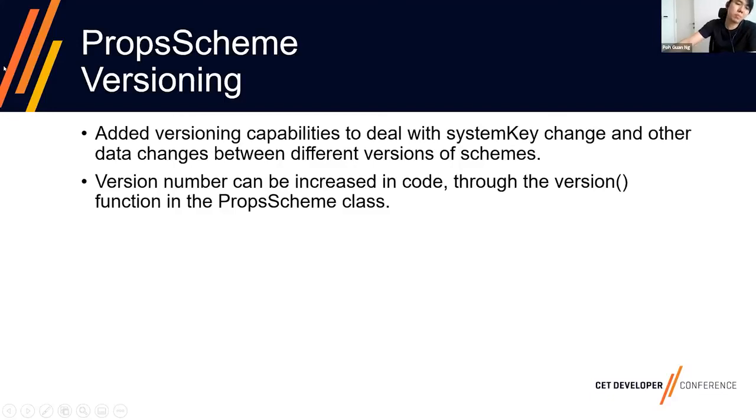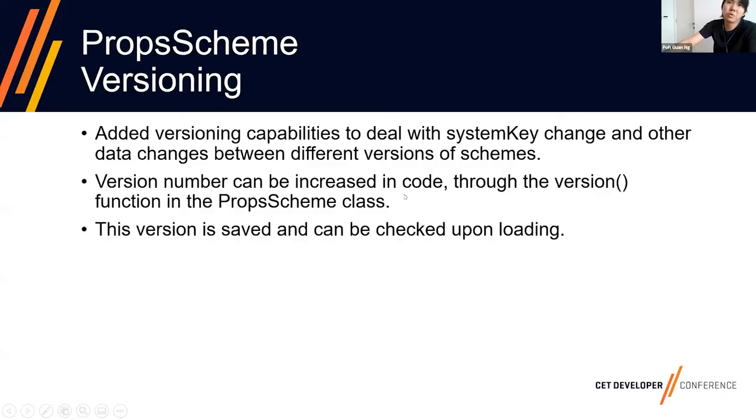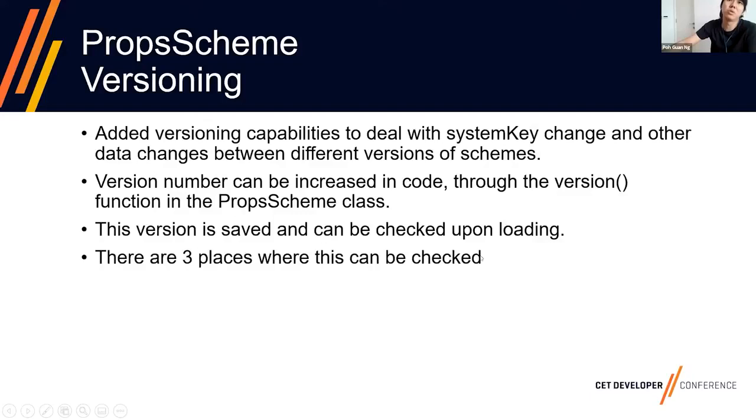As part of it, we added versioning capabilities to the prop scheme class. There's a method called version inside the prop scheme.cm class, and it can be increased in the code. This version is saved when you are streaming this scheme either out as a separate file or embedded into a drawing. So we'll save this version number, and then when you load them, you can check what version it was saved in, and then you can do whatever changes that you want to do. Right now, there are 3 places where this can be changed.